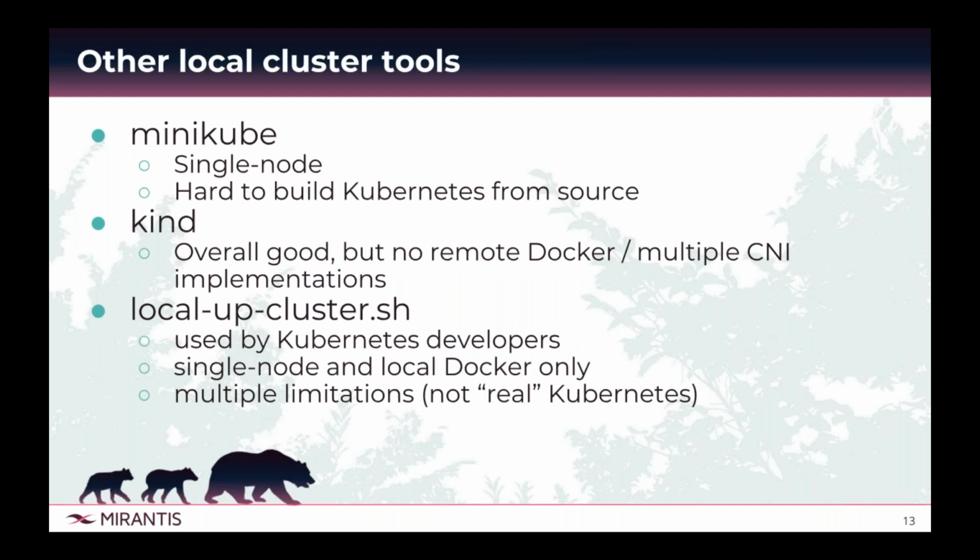A few words about other local cluster solutions. For instance, there's Minikube, but Minikube gives you only a single node, and it's also hard to build Kubernetes from source for use with Minikube. kubeadm-dind-cluster has this part covered too, so you can easily build Kubernetes from source. More on it later. And there is also Kind, which comes closer. It's a rather good tool actually, which also uses Docker in Docker, but right now it has no remote Docker support, and as far as I know, you can only use Weave as your CNI implementation for the networking.